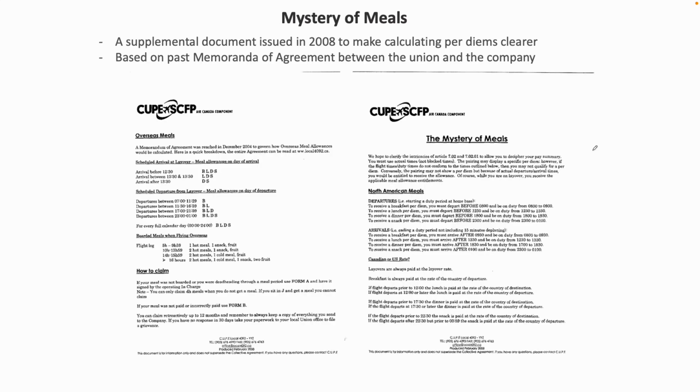As mentioned before, there is a document that was first put out by Local 4092 in Toronto named the Mystery of Meals. This is supplemental to the collective agreement, and it's based on past memoranda of agreement between the union and company, and it helps to calculate your per diems.